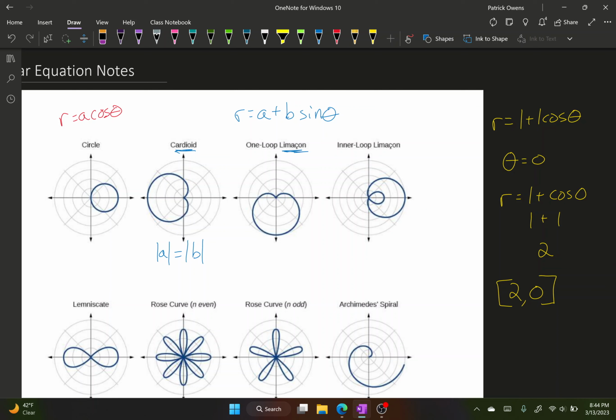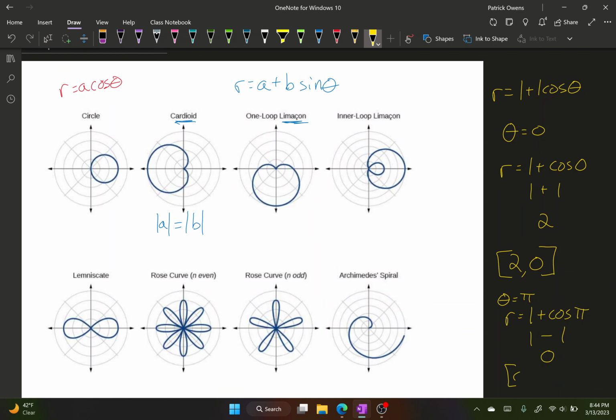But then let's look at what happens when theta is equal to pi. We've got r is equal to 1 plus cosine of pi, but cosine of pi is negative 1, so our radius is going to be 0. So we have the point (0, pi).